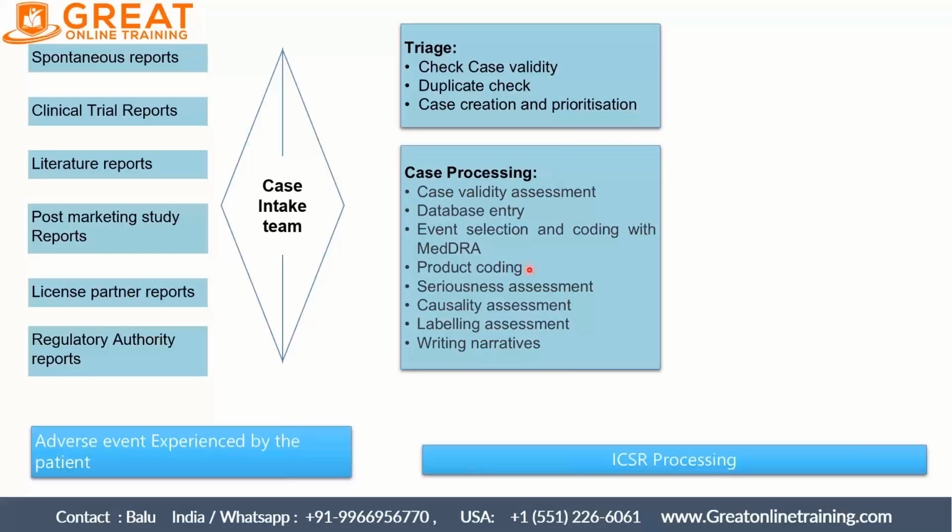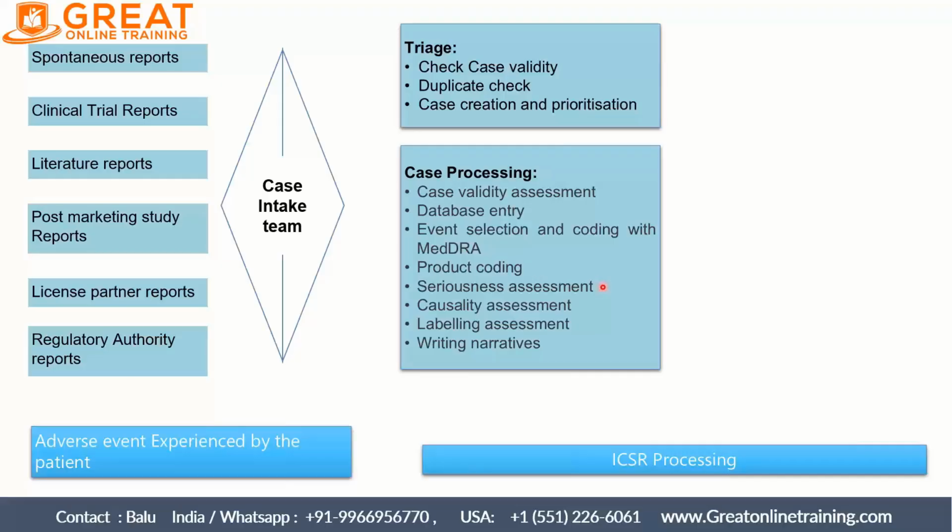And the next is product coding. Whatever products the patient is taking, whether it is a suspect medication or a concomitant medication, all these products must be coded using the drug dictionary. The most common drug dictionary used by all the companies to code the concomitant medications is the WHO drug dictionary. And to code the suspect medications, they use the company specific drug dictionary.